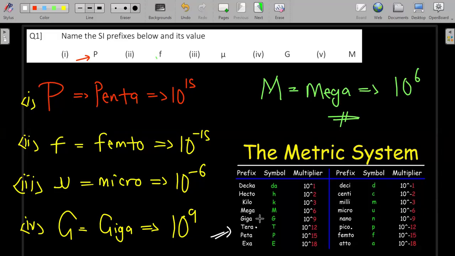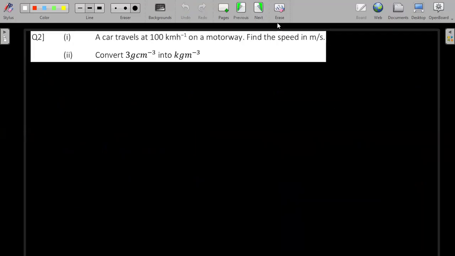Then when you come here again, you can see deca is 1, hecto is 2, and then kilo is 3. And then from the kilo, you start increasing by 3 again. So mega, 6, giga, 9, tera, 12, just like that. So make sure you memorize this because you never know what they can bring in the exam, tests or quiz. Okay. We move to the next question.